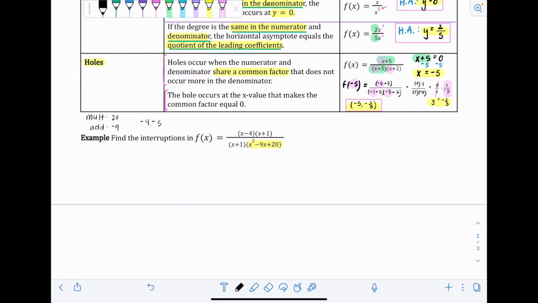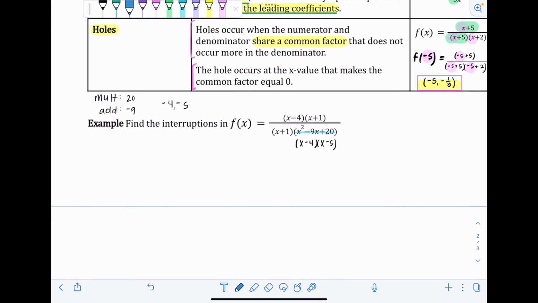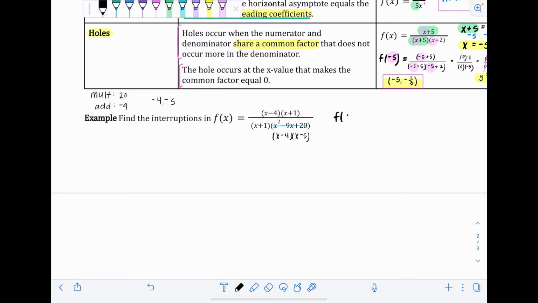So that means that x squared minus 9x plus 20 factors into x minus 4 times x minus 5. So now we don't really need this part anymore, so I'm just going to rewrite the function without it, but with the x minus 4 and x minus 5 replacing it. So f of x is equal to x minus 4 times x plus 1, and then in the denominator x plus 1 times x minus 4 times x minus 5.